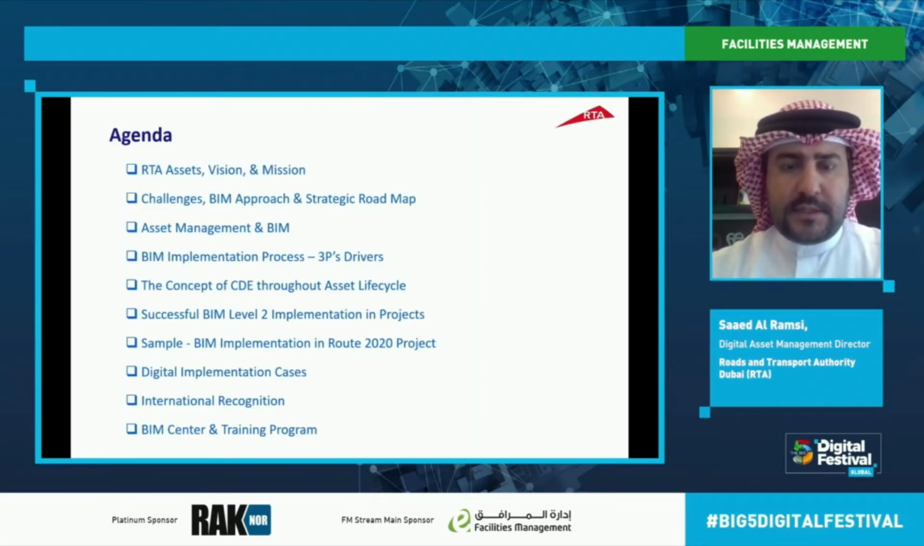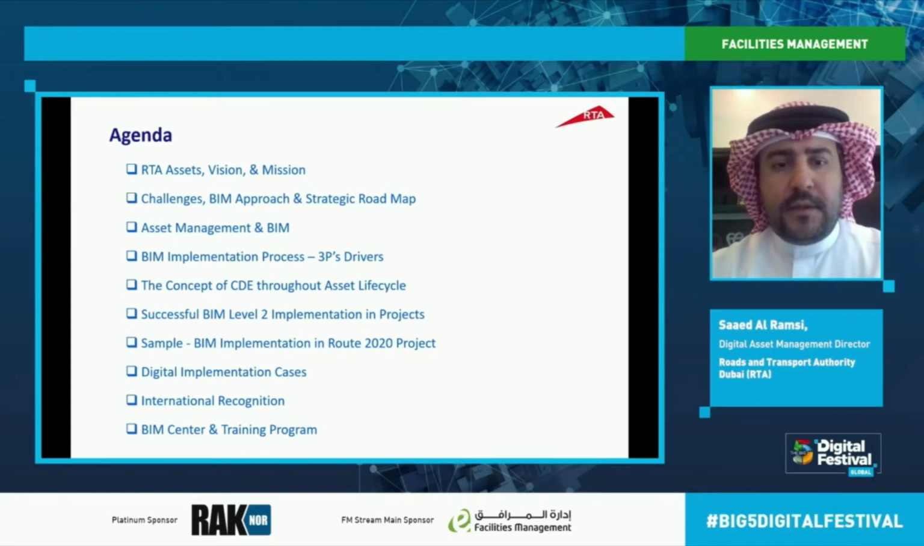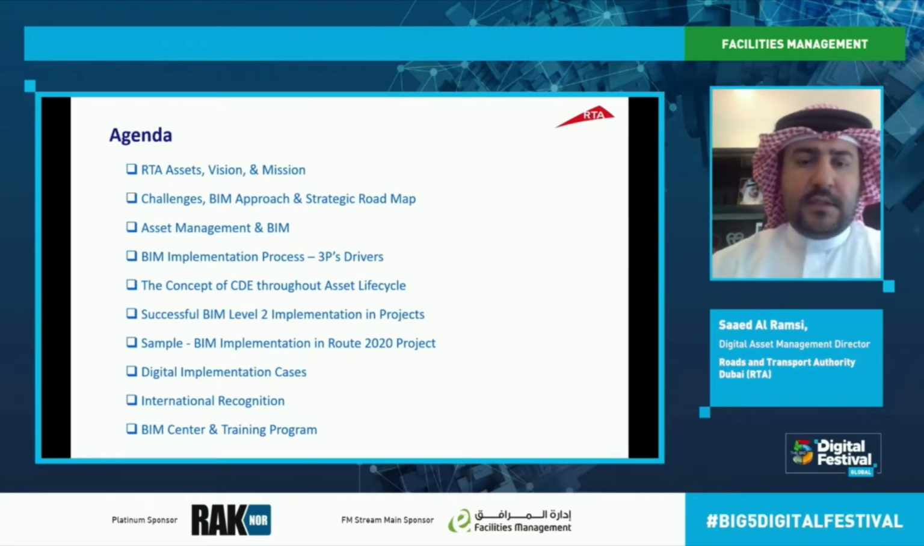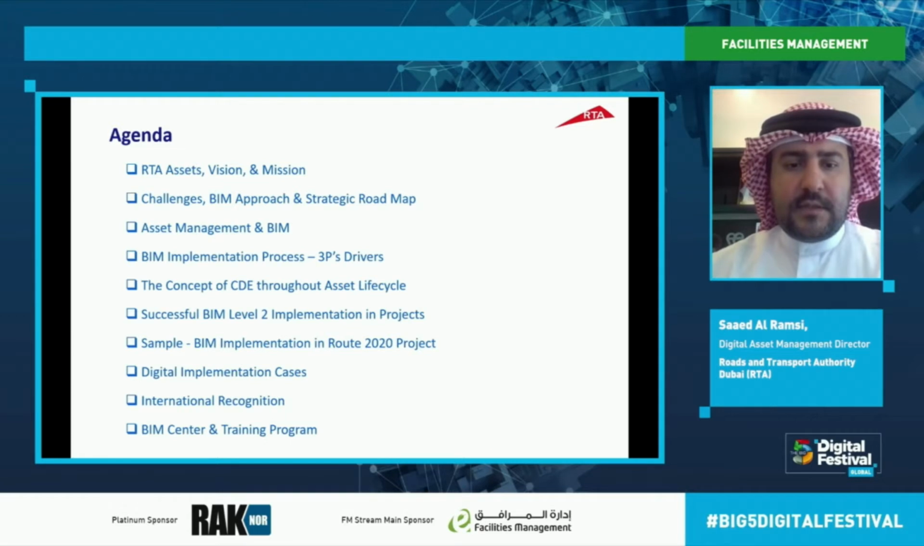So here is the agenda that we're going to go through. RTA assets, vision, and mission. Challenges that we're facing in RTA, BIM approach and strategic roadmap. We have asset management and BIM, and what is the relation between them? BIM implementation processes, the 3 Ps that we have. The concept of CDE throughout the asset lifecycle, successful BIM level 2 implementation in projects, samples of some of our works such as the Route 2020 project, digital implementation cases and international recognition, and some of the training programs and BIM Center.